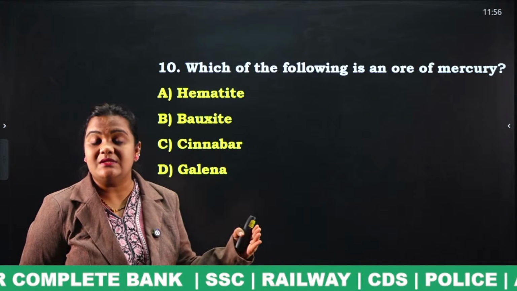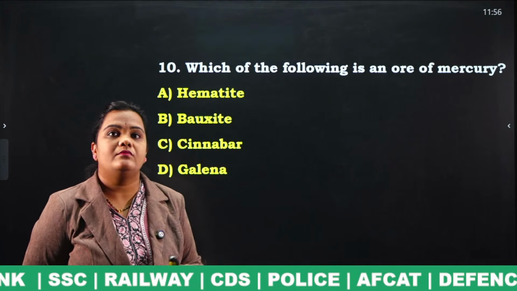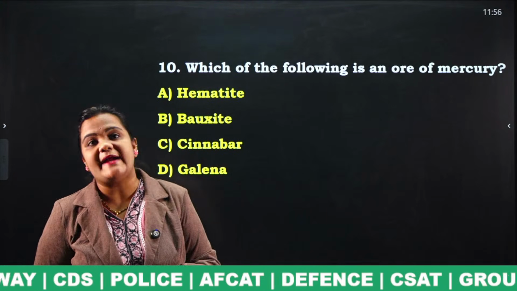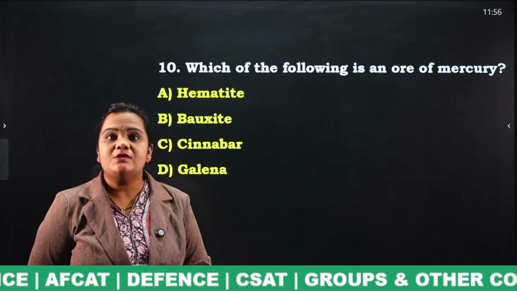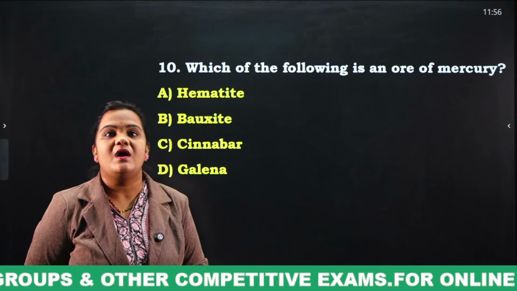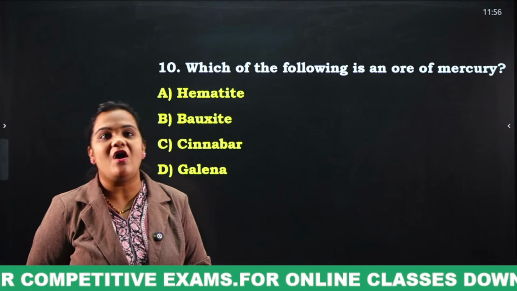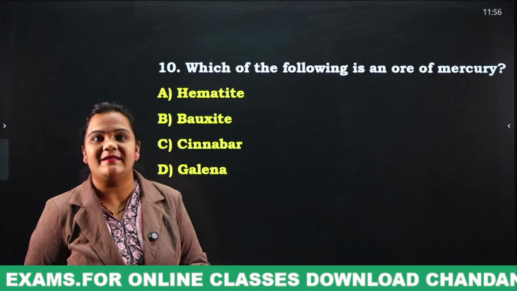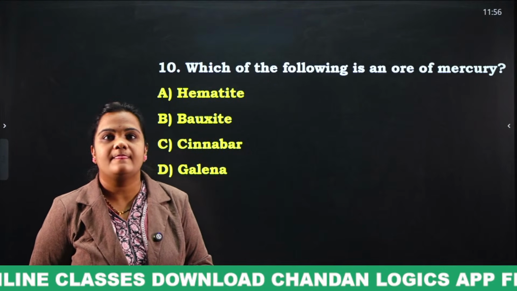Minerals from which the metals can be extracted are considered as ores, right? So hematite is an ore of iron. All ores are minerals, but all minerals are not ores. Very good, Anita. Very good. Okay.